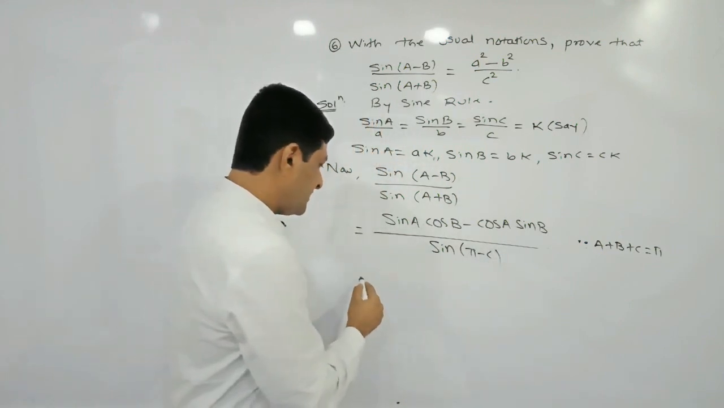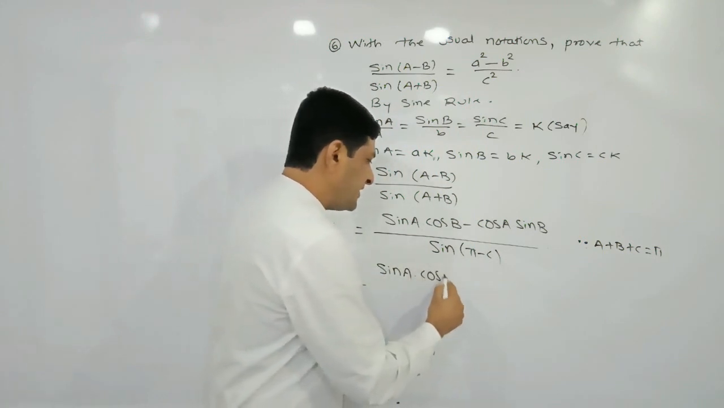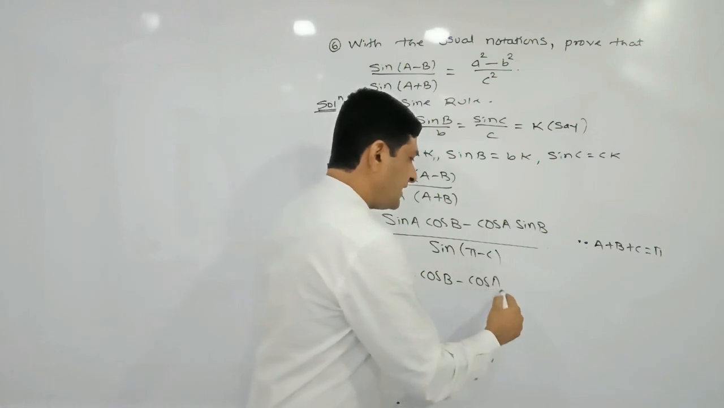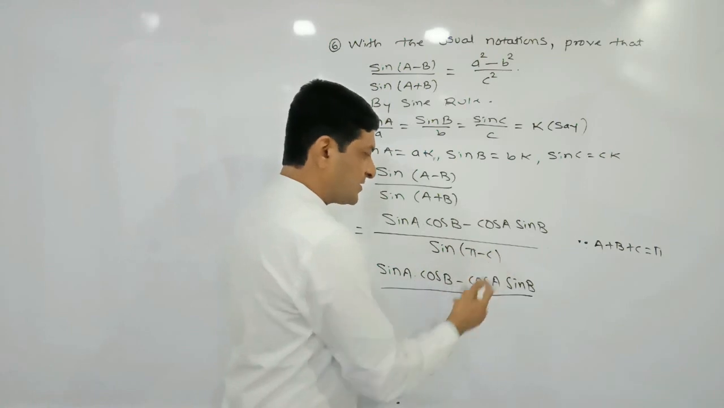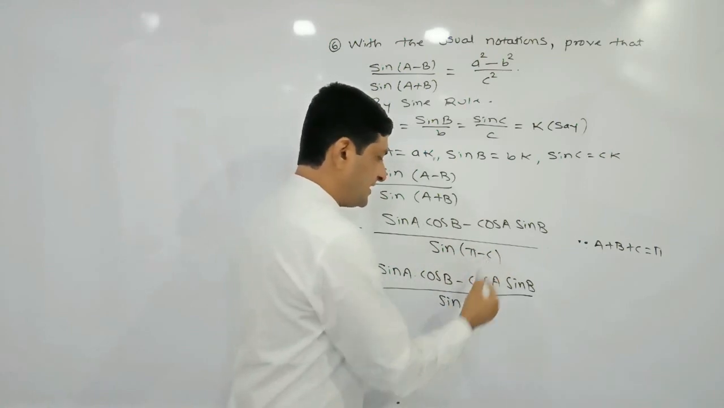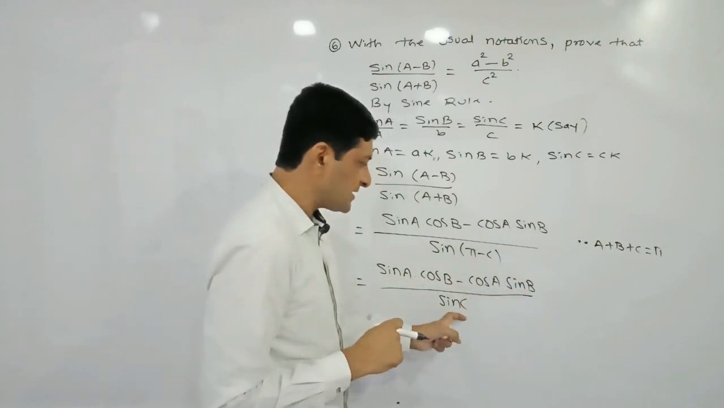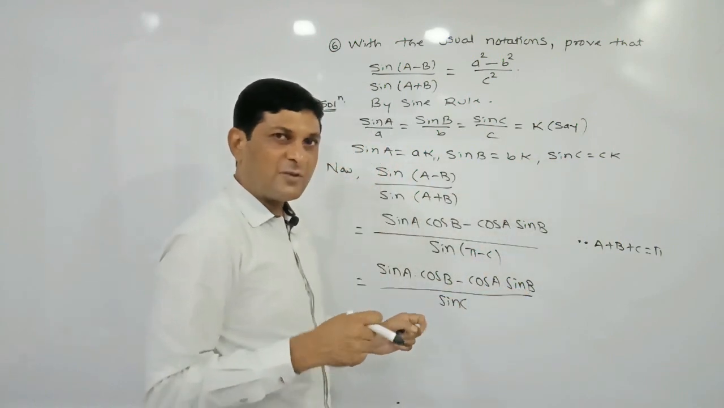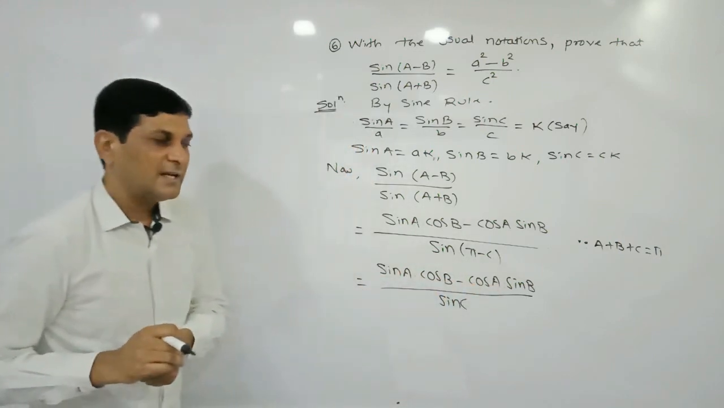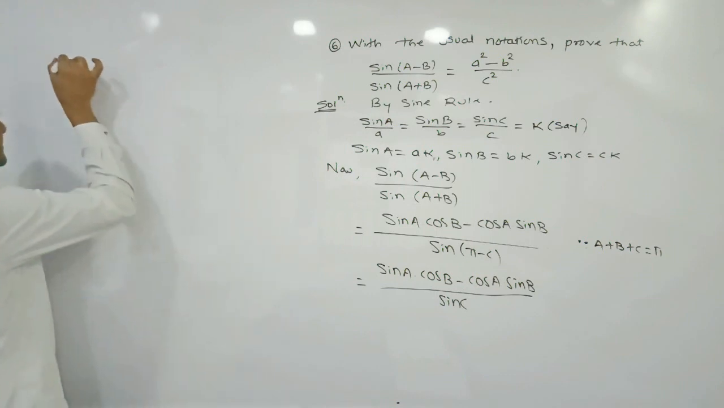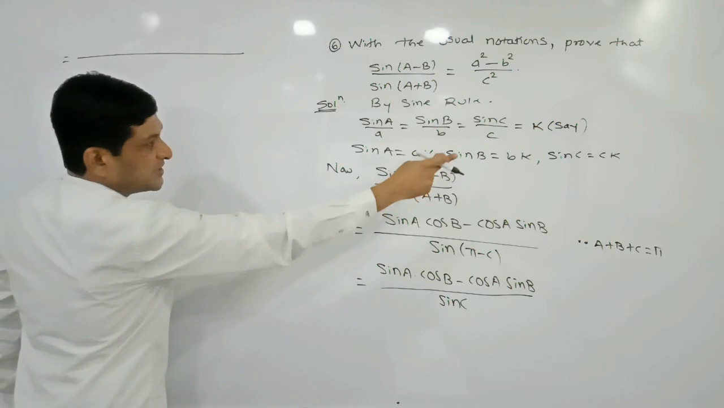Now keep the numerator as it is, sin A cos B minus cos A sin B, and in the denominator sin(pi minus theta) will be equal to sin theta, where theta is C. Now I am substituting the values of sin A, sin B, sin C from the sine rule, and the values of cos A and cos B from the cosine rule. Let us see what we will get after substituting these values. Observe the denominator here: sin C.